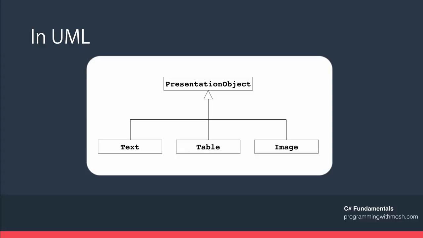Here is the UML representation of the candidate classes for our PowerPoint application. So at a high level, we can have a presentation object class, which is where we encapsulate those common behavior and attributes. Then we can have classes like text, table, and image, which inherit from presentation object. In this example, we refer to presentation object as a parent or a base class. Some people also refer to it as a superclass. Text, table, and image are referred to as child, derived, or subclasses.